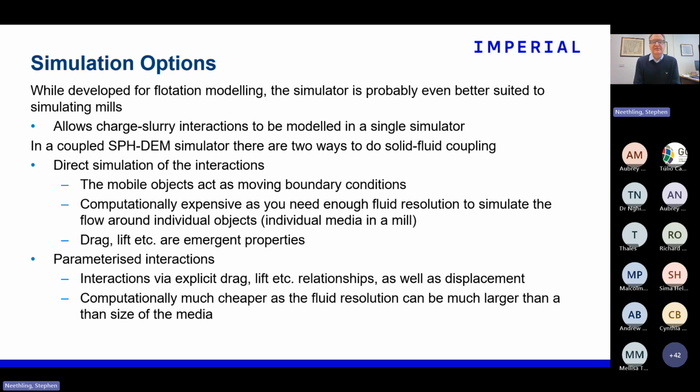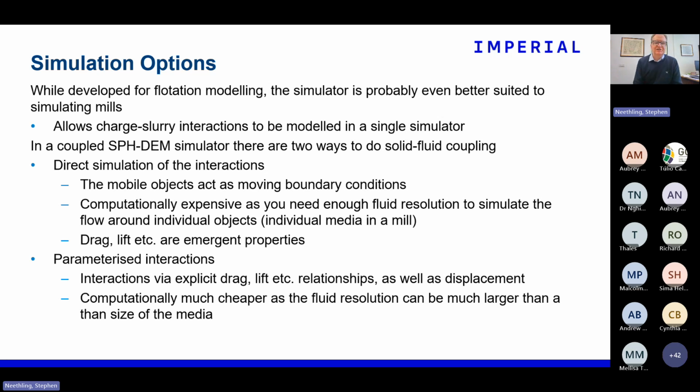And you can do proper solid fluid coupling. And actually my code allows 2 different ways of doing solid fluid coupling. One is direct simulation of the interaction. And in this case, if you're thinking of a charged particle, it is acting as a moving boundary condition. So you're still getting the fluid forces onto it, and the fluid is exerting forces by the fact that it's actually a boundary condition that is moving.